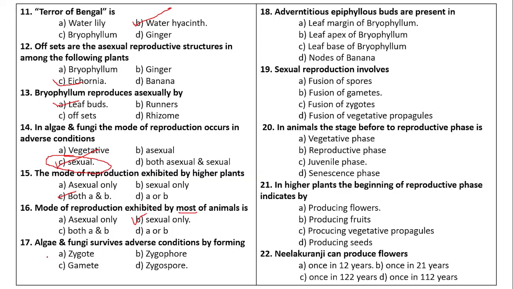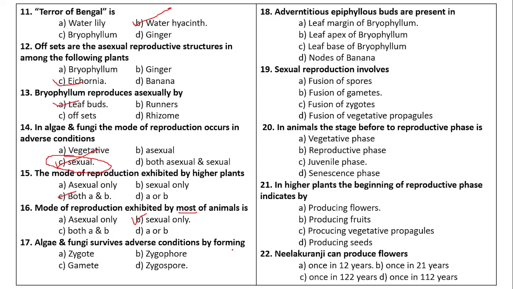Then coming to the next question: algae and fungi survive adverse conditions by forming. Option A, zygote. Option B, zygophore. Option C, gamete. Option D, zygospore.